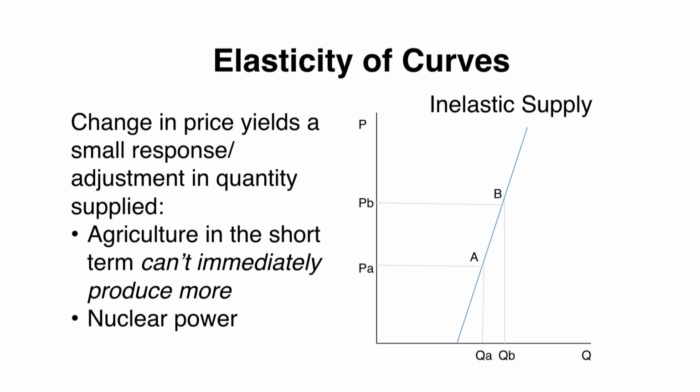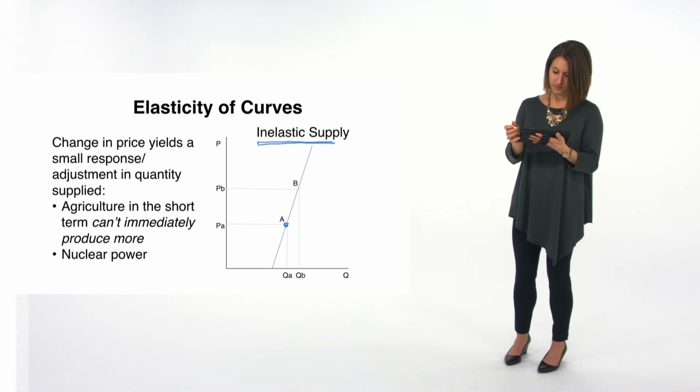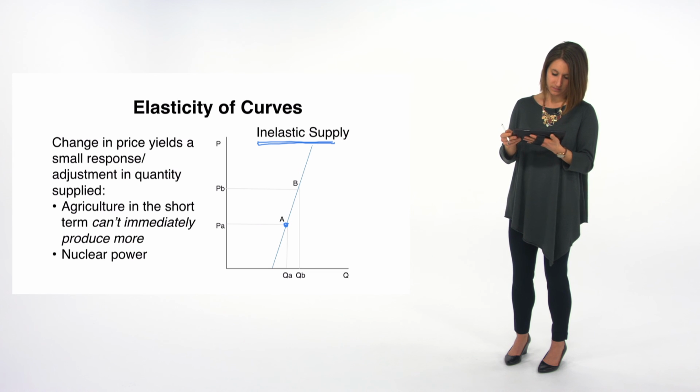On the other hand, if we're looking at inelastic supply, the response of quantity supplied is going to be relatively small to a price change. Here we can see, for example, moving from point A to point B, moving along the supply curve when there is a corresponding price change from PA to PB. We see that the adjustment or the response in quantity supplied is relatively small.